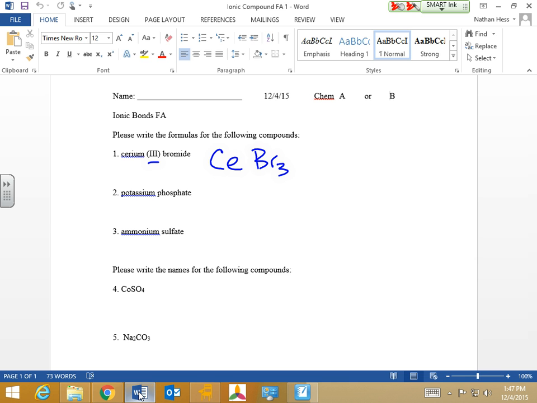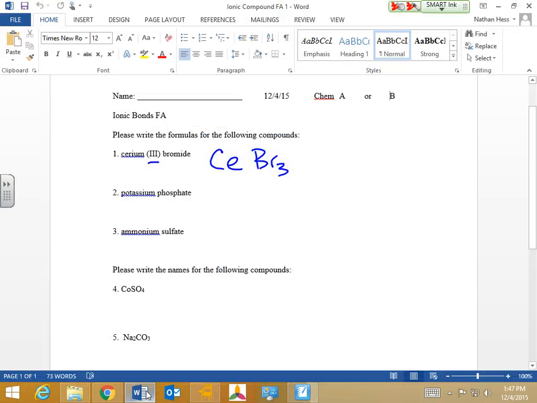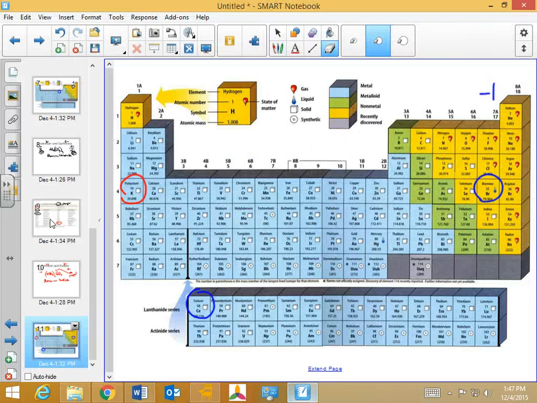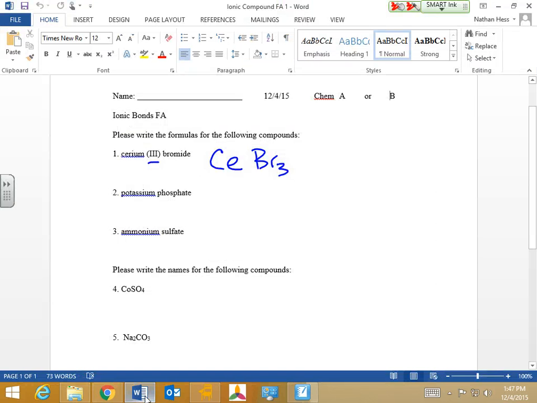Next we have potassium and phosphate. So potassium we know is, if you look at the periodic table, potassium is right here, it's K. And if I were to look at phosphate, if we go to our polyatomic ion chart, phosphate is right here, PO4 3-. So therefore, potassium being a 1+, phosphate being a 3-, I need 3 of these things, right? So K3PO4. No parentheses needed because PO4 only needs 1. And again, no charges in the formula.